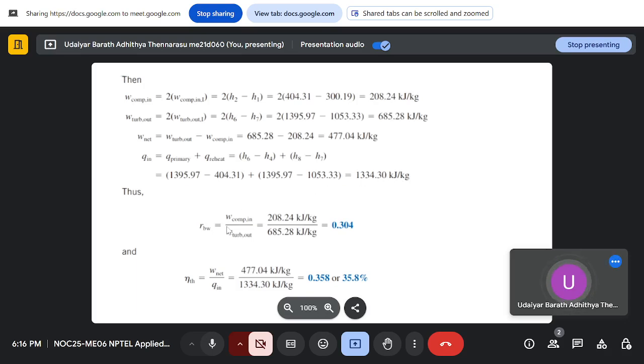The back work ratio now is compressor work divided by turbine work. The compressor work is 208.24 and the turbine work is 685.28, which gives me 0.304, which says that 30% of the work generated is getting utilized in the compressor. And the thermal efficiency now comes out to be 477 by 1334, which is 35.8%.